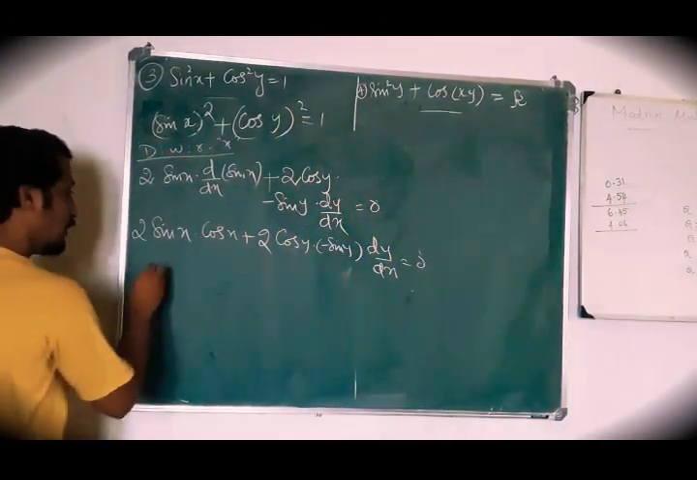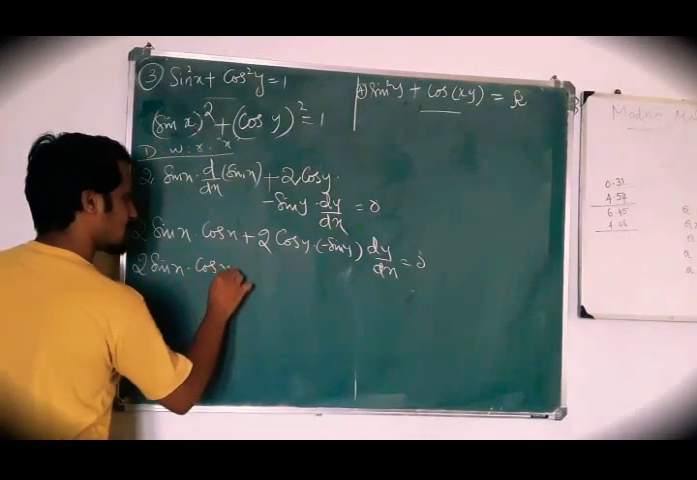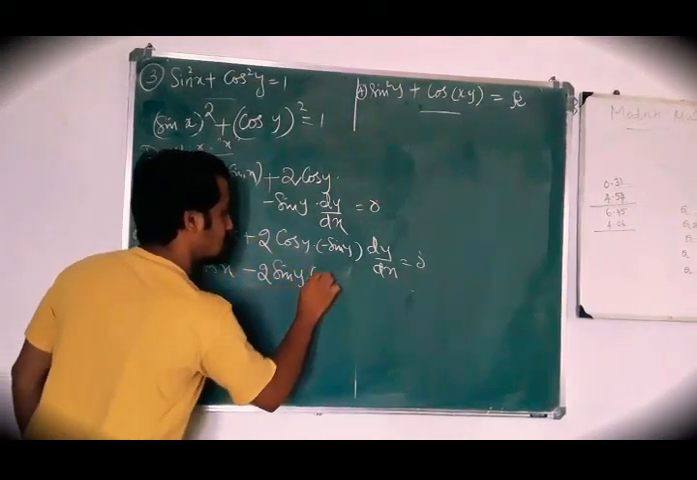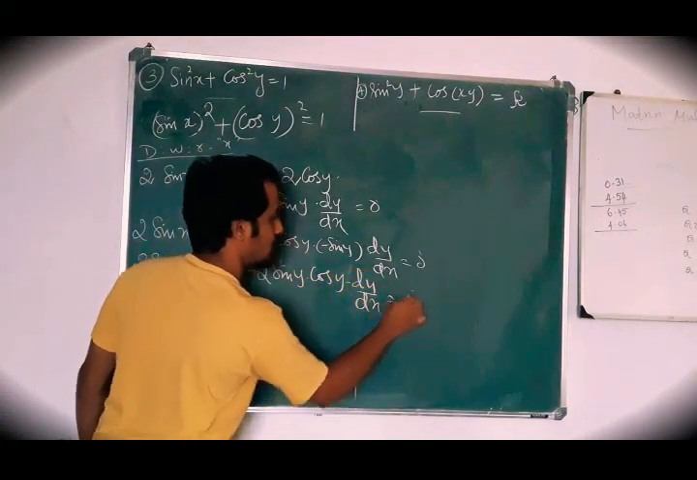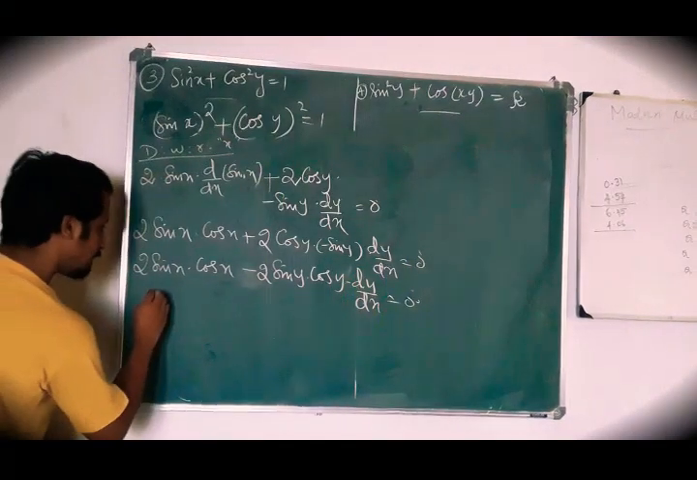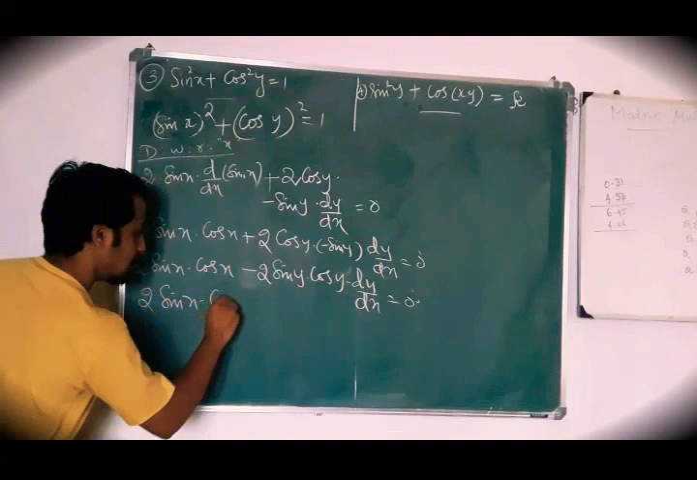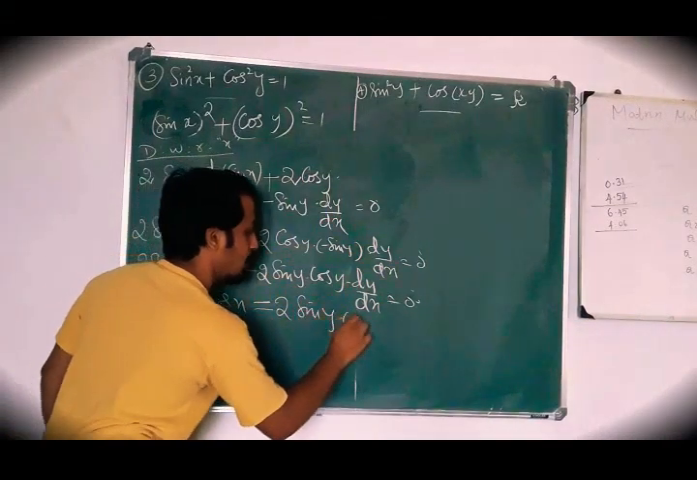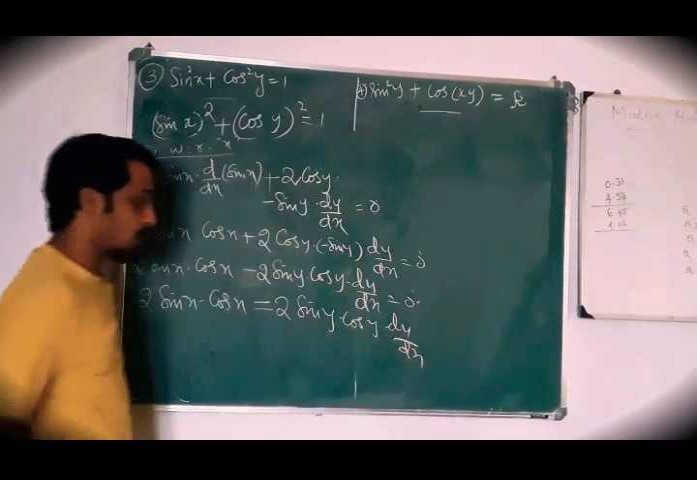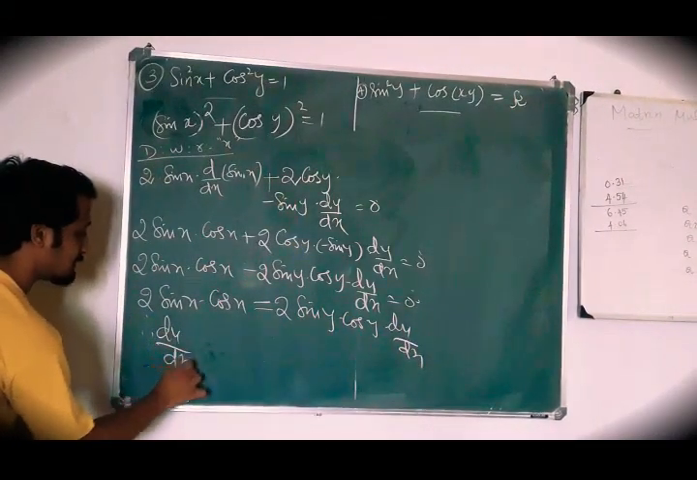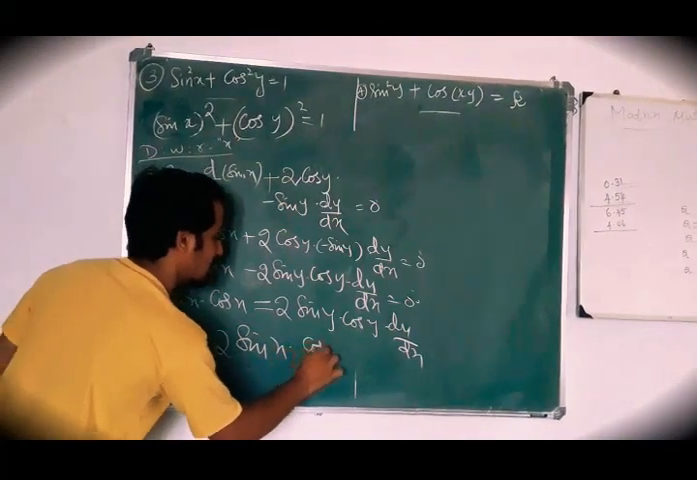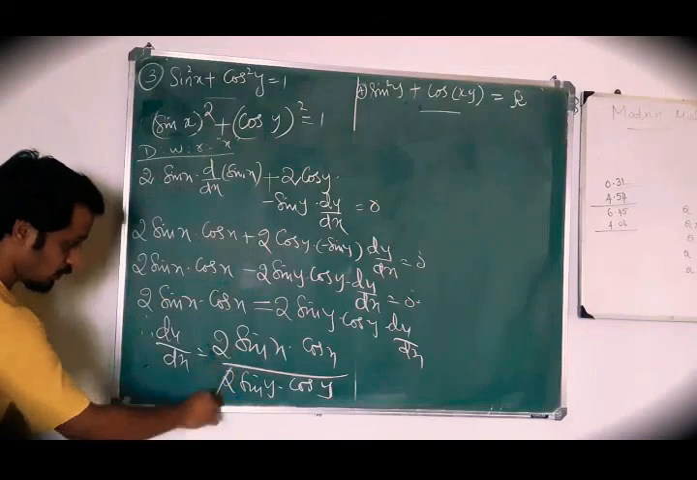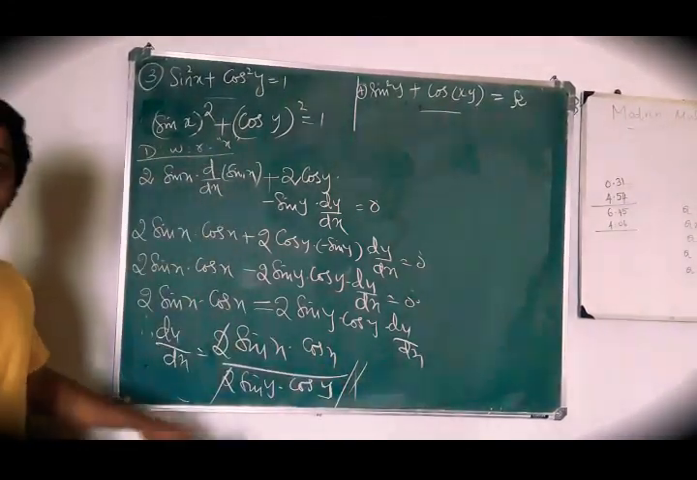Now 2 sin x into cos x, plus into minus is minus, so minus 2 sin y cos y into dy by dx is equal to 0. Now listen here, 2 sin x cos x is equal to, this minus 2 entire term naturally will go plus, so 2 sin y cos y dy by dx. So now therefore dy by dx is equal to 2 sin x cos x divided by 2 sin y cos y. 2 will be cancelled. So sin x cos x divided by sin y cos y is the required result.